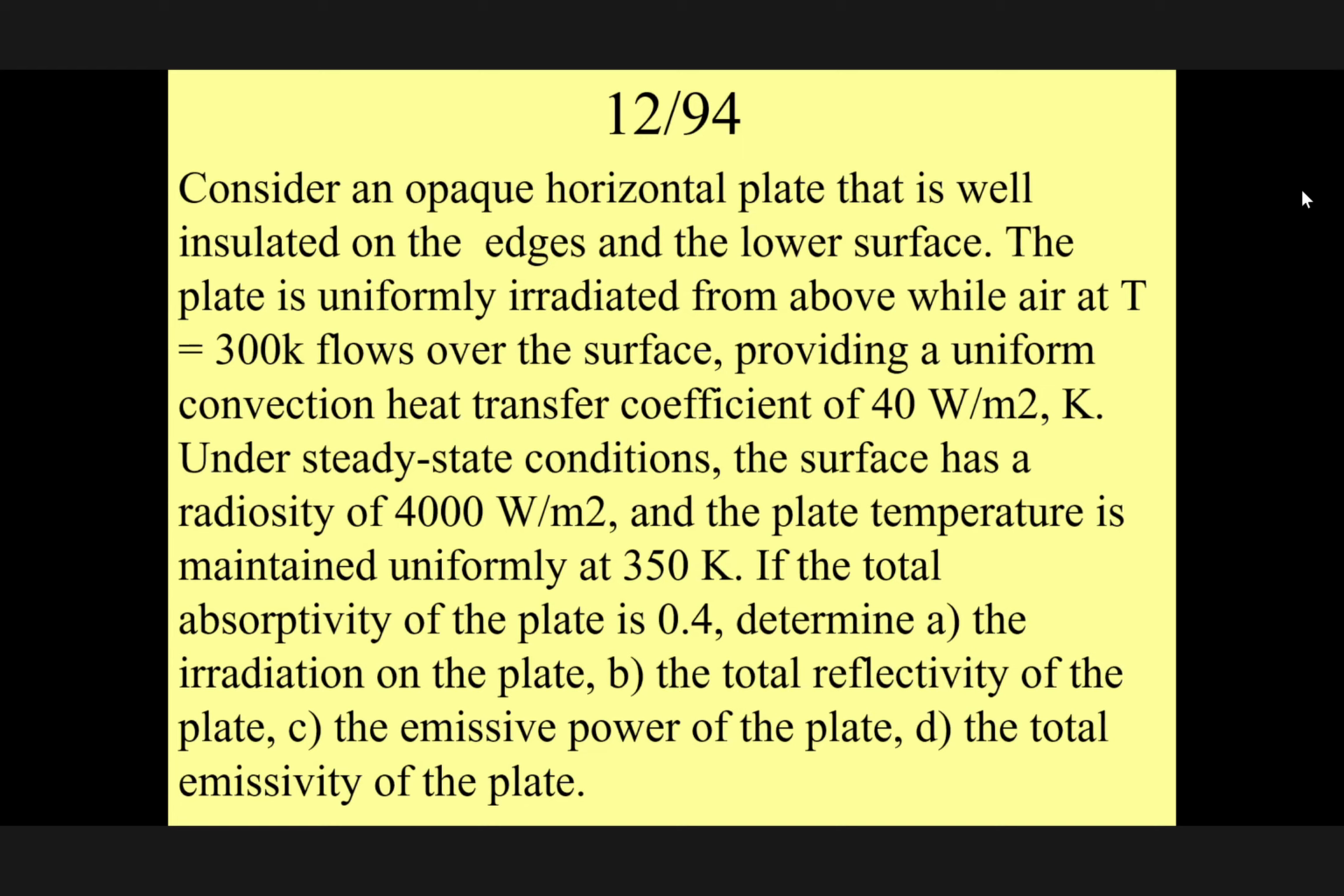Again, we're assuming steady state conditions. The surface has a radiosity of 4,000 watts per square meter, and the plate temperature is maintained uniformly at 350. Therefore, the air is at 300 degrees, but the surface of the plate is around 350 degrees. If the total absorptivity of the plate, total meaning over the whole range of wavelengths, is 0.4, we're trying to calculate how much radiation is incident on the plate.